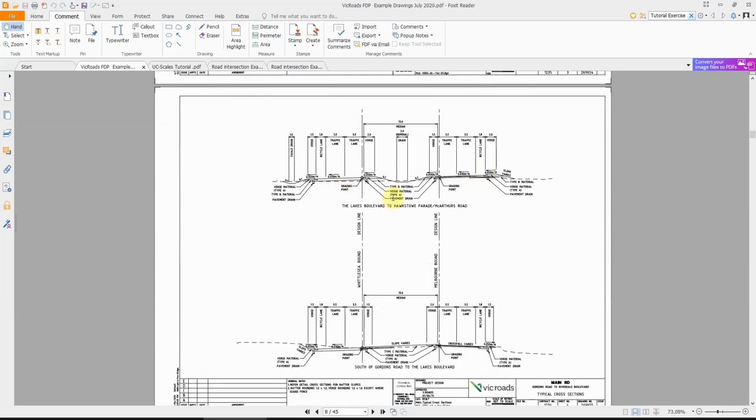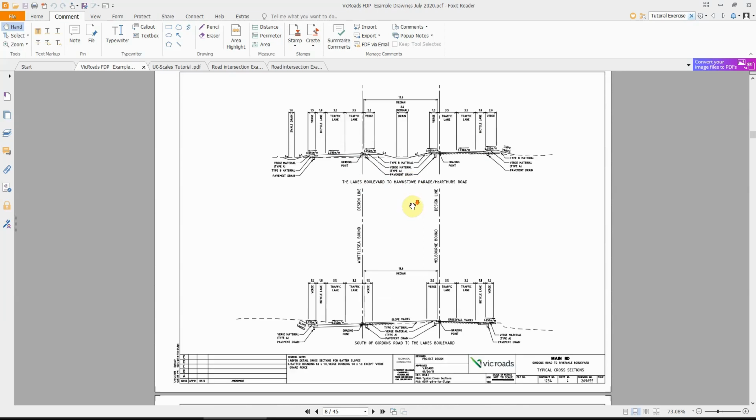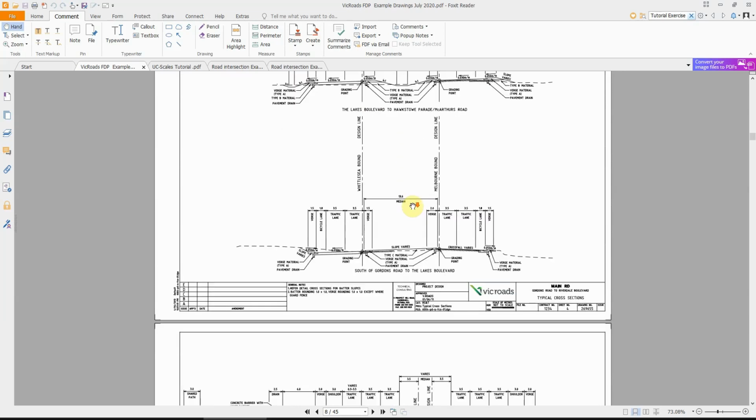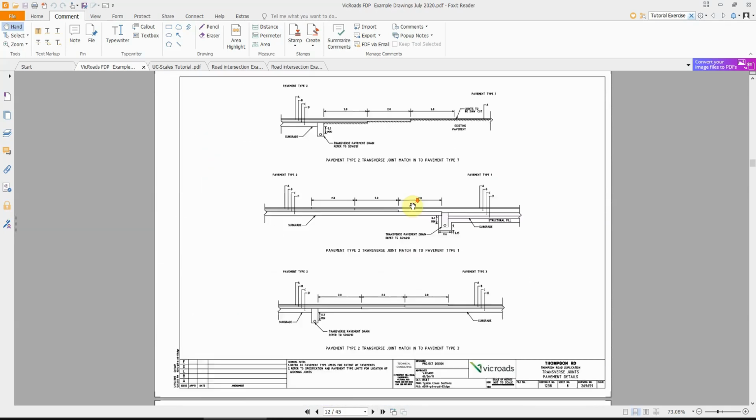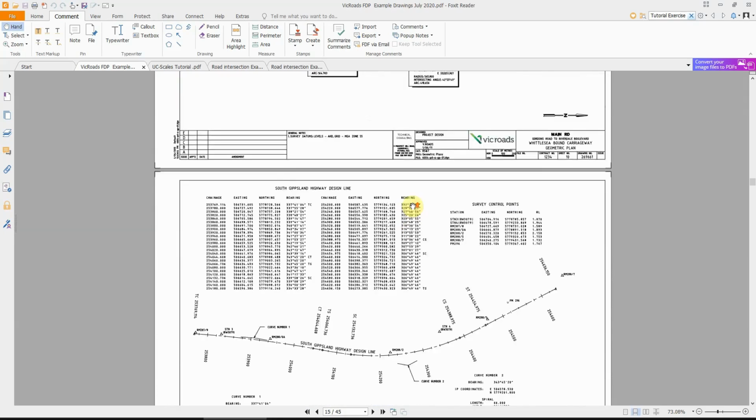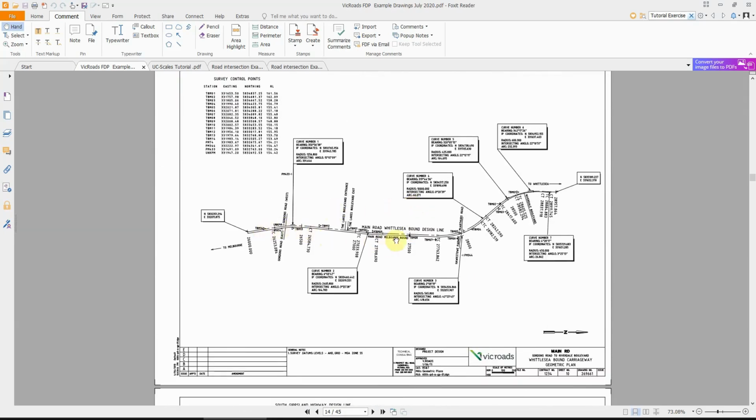Cross sections usually come at 1 to 100, 1 to 50, or 1 to 200, depending on the scale of the cross section. So they have different scales. These are the road cross sections. Scrolling down, this is the alignment we talked about before.